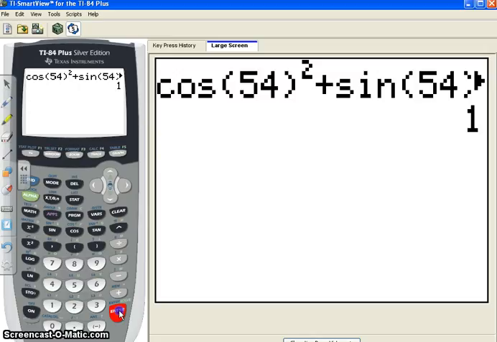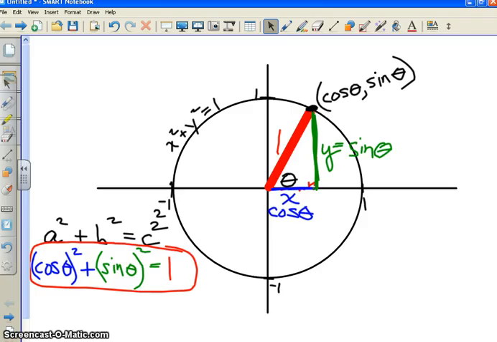No matter what angle you pick, you could have picked 3,540,000 and done cos of that squared plus sine of 3,540,000 squared, and you would get 1 as an answer. Now, not only is that kind of amazing, it's also helpful to us.